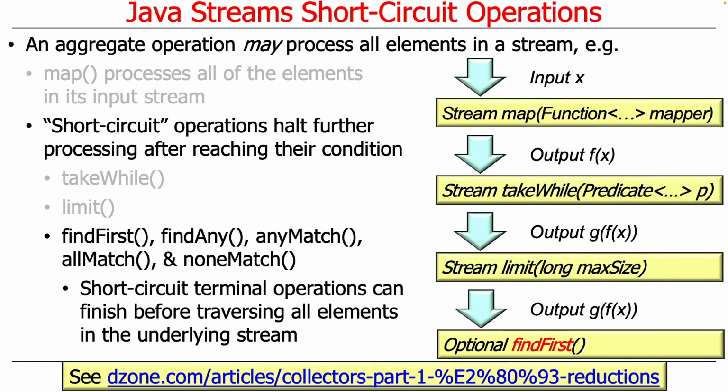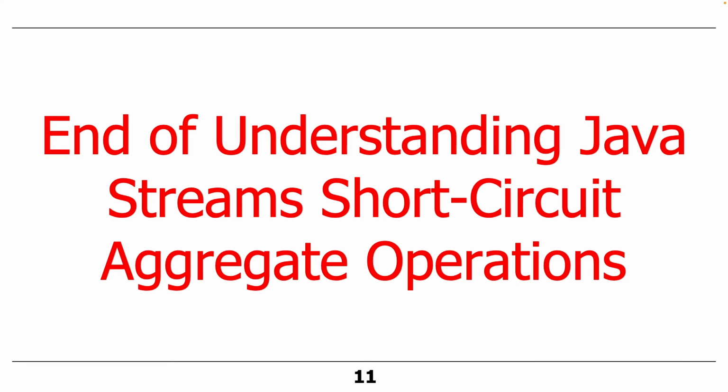I should also hasten to point out that for things like map, which process, quote, all the elements in the input stream, that is premised on the terminal operation being a run-to-completion terminal operation. If you have a short-circuiting terminal operation, then it can turn out that map won't process all the elements in the stream either. So just be aware of that. Map will process all the elements in the stream unless there's a short-circuiting terminal operation, or of course, unless an exception is thrown. So that's a quick overview of the aggregate operations that short-circuit.